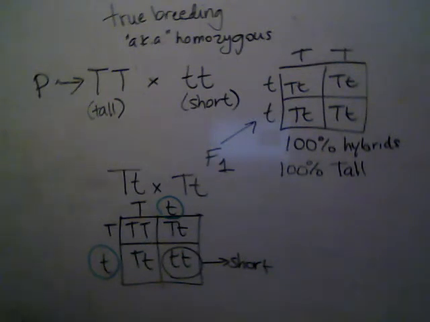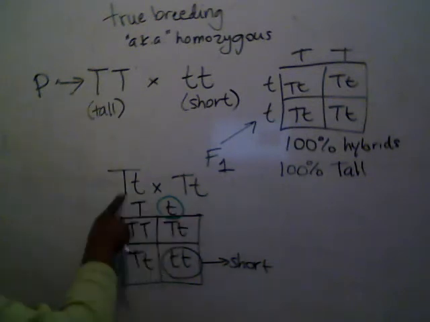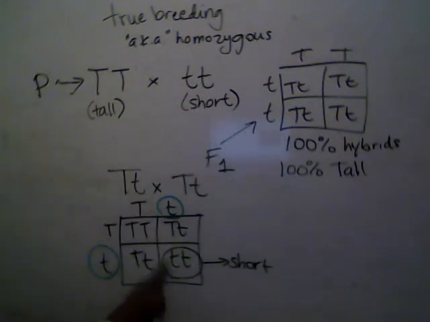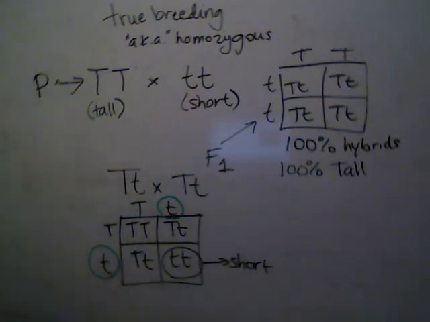Okay. Another way of looking at this too is that in order for this parent to give a little t and for this parent to give a little t, these alleles have to separate, or segregate. So when these alleles separate, one goes to that child, and when these alleles separate, that one goes to that child too. All right.